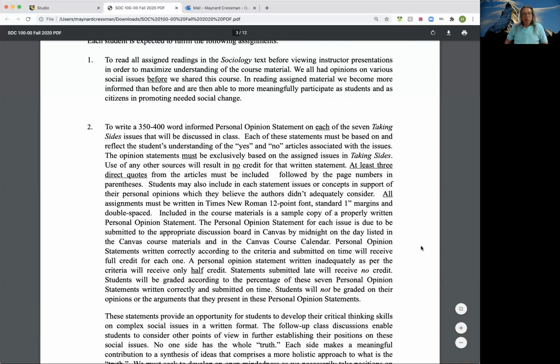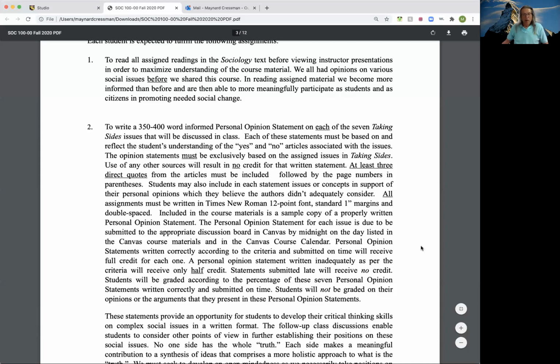Students may also include in each statement issues or concepts in support of their personal opinions, which they believe the authors did not adequately consider. Nobody's saying this is the end-all to the discussion on immigration benefiting the economy. It's just 2 authors' take on it. So you may have other information you want to introduce or other thoughts you want to include, or even some personal experiences that you want to include to help make the points you're trying to make.